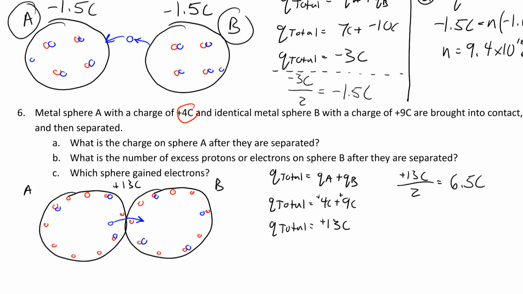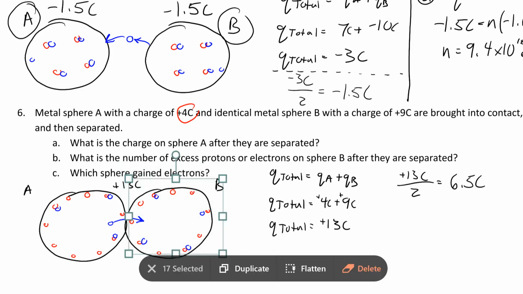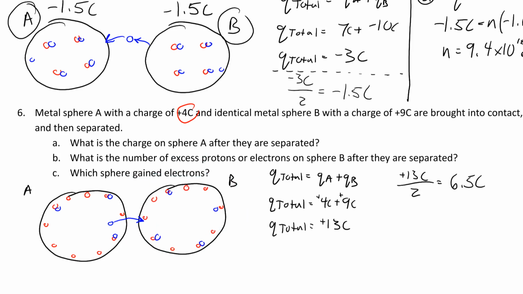So the total charge on each sphere after the separation is 6.5 coulombs of charge. So we move this over. And now we should have positive 6.5 coulombs on each sphere. That total charge gets divided between each one. So it says, what is the charge on sphere A? Positive 6.5 coulombs. What is the number of excess protons or electrons on sphere B after they're separated? So sphere B is still positive. It didn't gain enough electrons to make it negative. So it has excess protons.